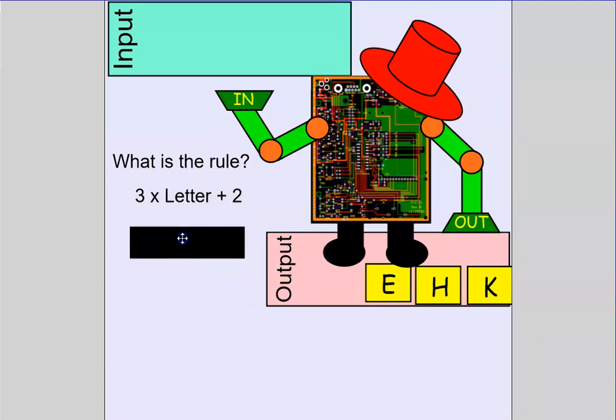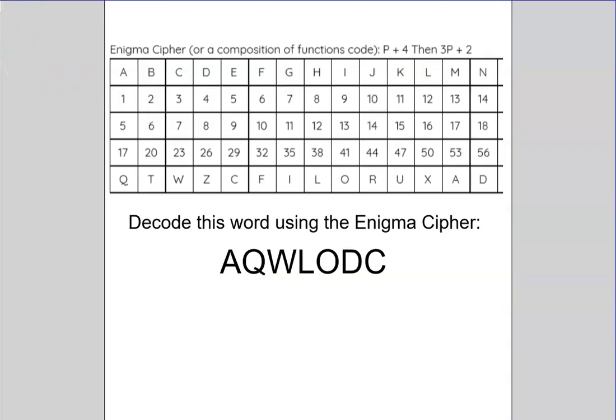The rule here actually is the letter times three and then add two. So the letter times three, one times three would be the third letter, but then you have to add two. C is the third letter and add two to get to E. So again, these can get really complicated. Of course, the Nazi codes were incredibly complicated.